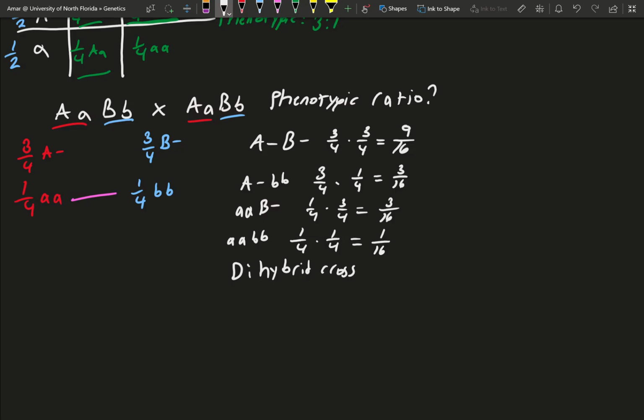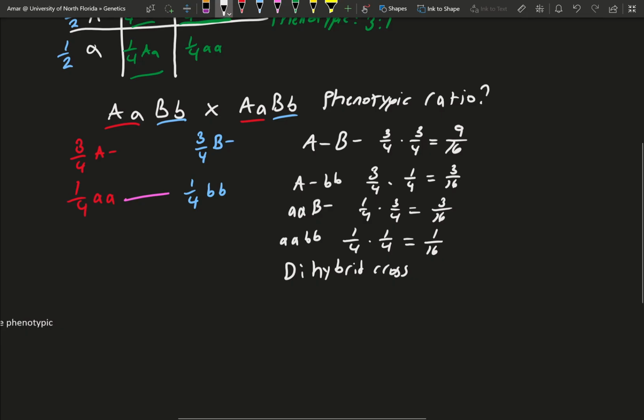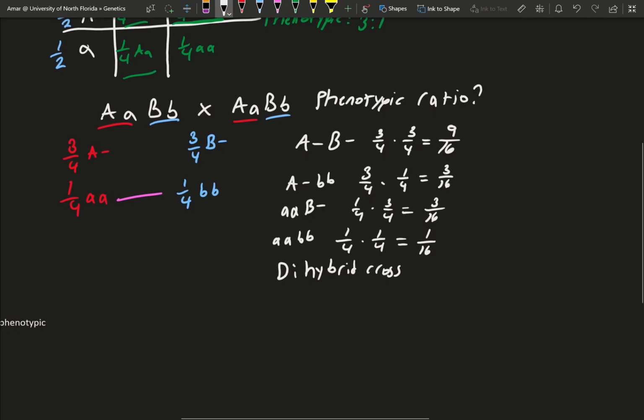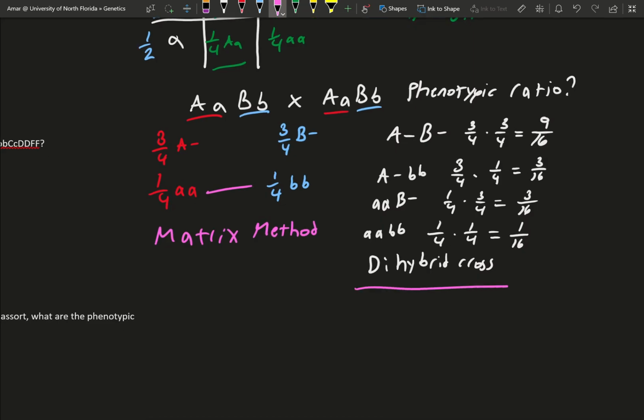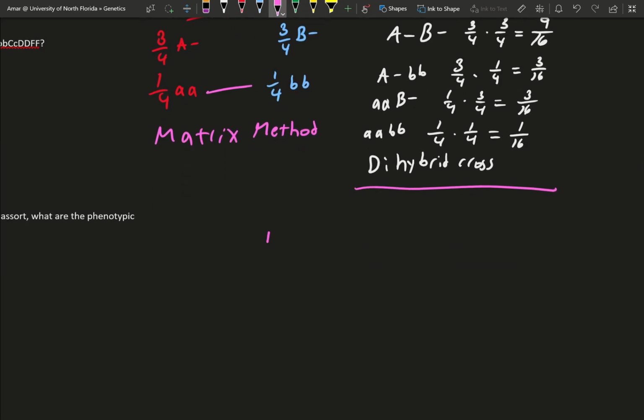There are two ways you can do what I just did over here. The way I just did it was what I refer to as the matrix method. This is a method used to determine the ratio or the phenotypic proportions from a cross. But there's also another way to do this as well. It's called the branching method. It employs a similar approach, so the branching method is kind of similar.